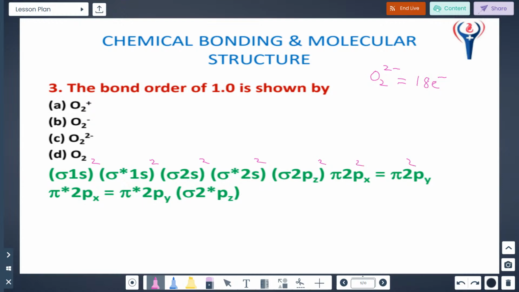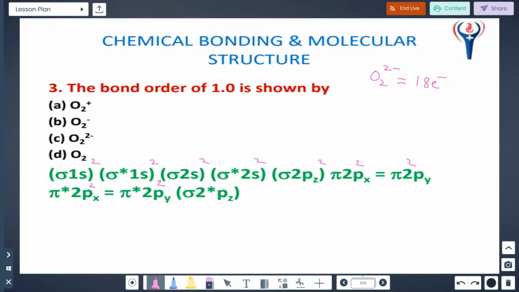Understood? How many so far? 2, 4, 6, 8, 10, 12, 14. Correct or not? Understood? So 2, 4, 6, 8, 10, 12, 14, 16, 18. So we fill the electrons like this.